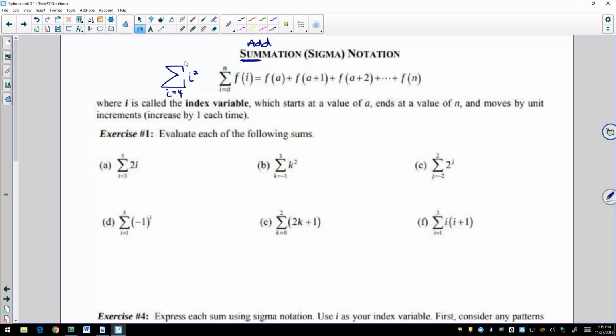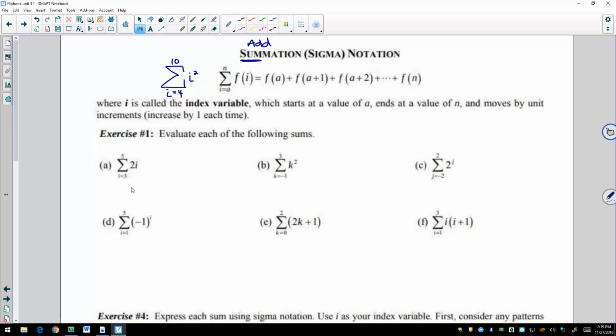And then you're going to keep plugging in numbers going up by 1 each time, and you will end at whatever number is up here. So if it was a 10 up here, that would mean you would plug in 4, then 5, then 6, then 7, then 8, then 9, and then 10. And you'd be done. You're going to get a bunch of numbers, and then you're going to add all of those together. That's why it's called summation.